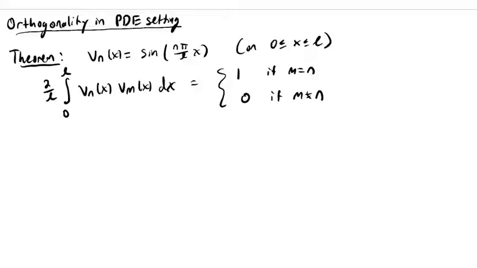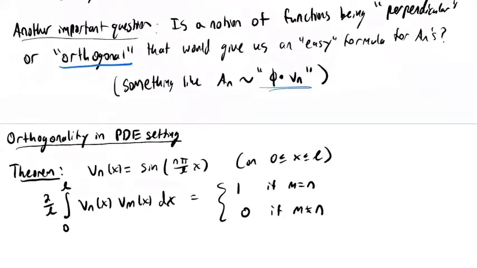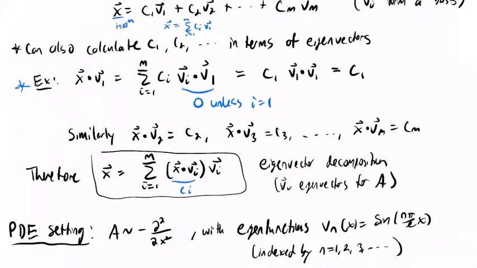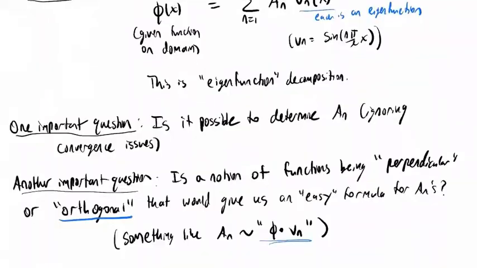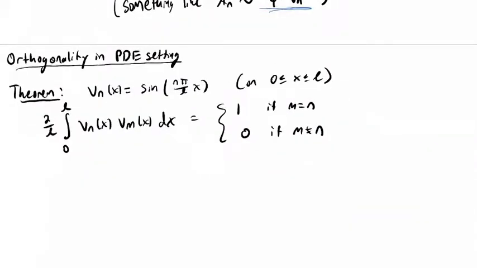And so we get this result, which should be compared with the formula for the dot product for the orthogonal eigenvectors up here, right? Exactly in this formula here, we have the same thing. If the indices are the same, the dot product is 1, otherwise the dot product is 0, which corresponds to the functions being perpendicular. Well, for our eigenfunctions associated to the PDE problem, it turns out that they have a similar property, which looks a lot like orthogonality from linear algebra.